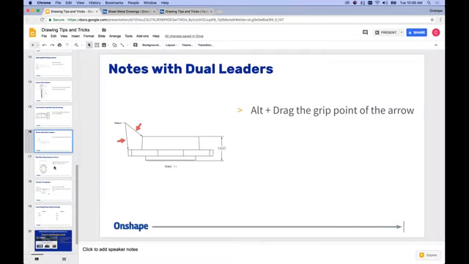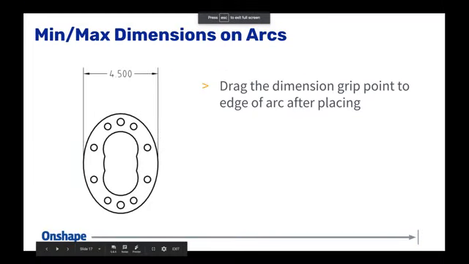That's notes with dual leaders. Another one that was recently added is min-max dimensions on arcs.